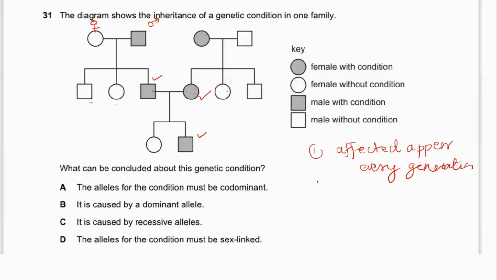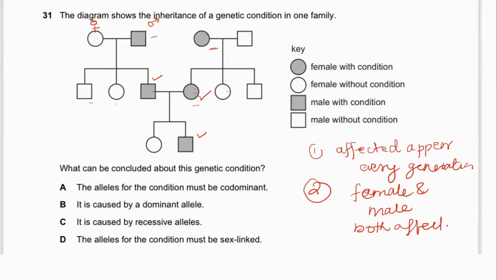So next is, you can see that male and female are equally affected. From this pedigree, you cannot say that only male is affected, only female is affected. Male is also affected and female is also affected. So female and male both affected. Okay, this is my key observation 2.